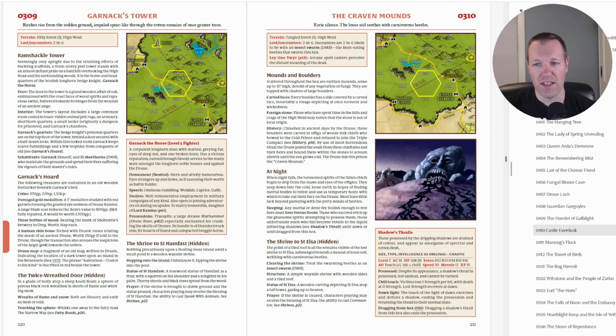So again, here we have some text there, but the main point of interest here is going to be the ramshackle tower. They're going to see this tower. It says it's up on this bald hill overlooking the road. So they're definitely going to see the tower as they're traveling.